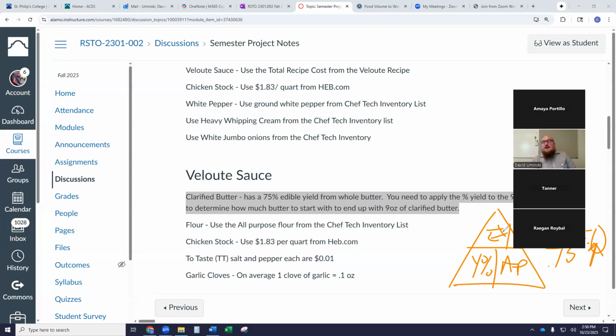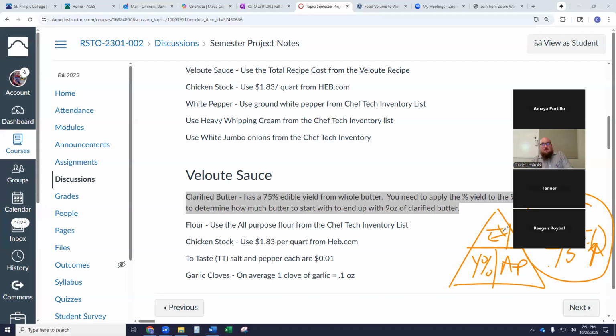So using this yield factor, we have 9 ounces. That's our edible yield. We need to have 9 ounces of clarified butter. To do that, we have to have the 75% yield, which means I have to start with more butter. Think about basic skills class. I had to start with more butter than 9 ounces so I can end up with 9 ounces. That's what this right here is demonstrating: 9 ounces divided by 0.75. That will give you a certain amount of butter to start with, and that's what you're going to cost out using the unsalted butter from the Chef Tech inventory list.